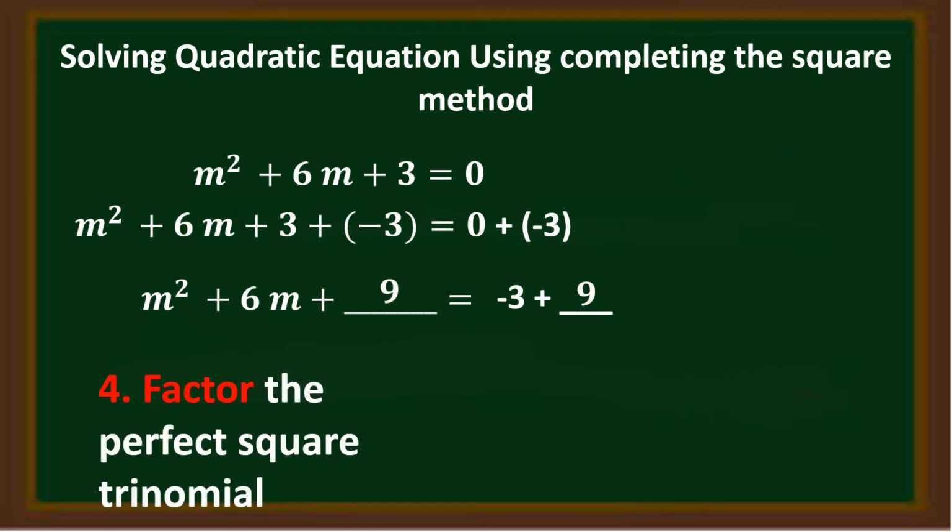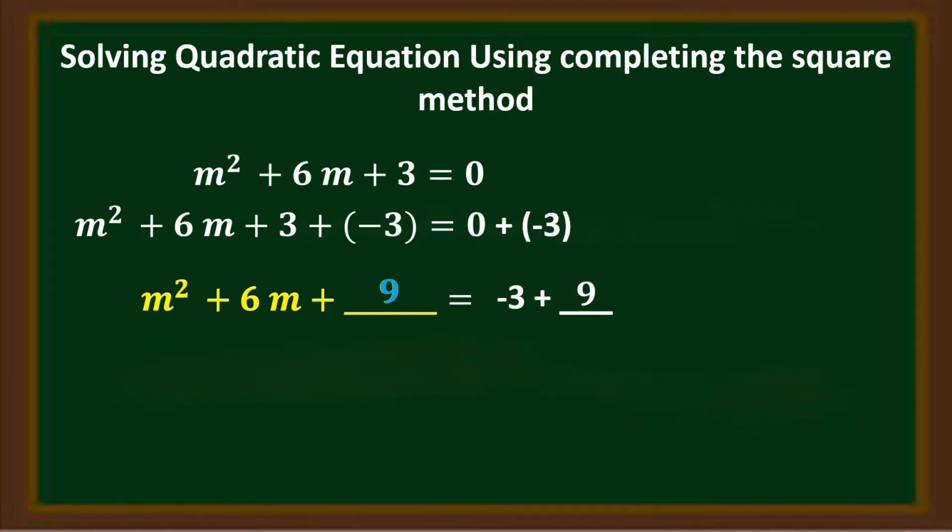Next step is to factor the perfect square trinomial. Our perfect square trinomial here is m squared plus 6m plus 9. To factor it, we have to get the square root of m squared, and that is m. Next, we'll be copying the sign of the linear term, positive. And lastly, we'll be getting the square root of 9, which is 3. Of course, we'll also be simplifying negative 3 plus 9, which is equal to 6.